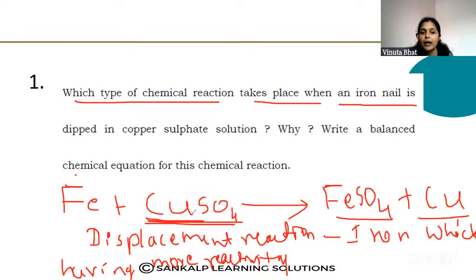This is the balanced chemical equation. You should mention the physical state, that is aq for aqueous, then s for solid. So like this you should mention the physical state of the reactants and the products. Okay, so like this you should write the answer.